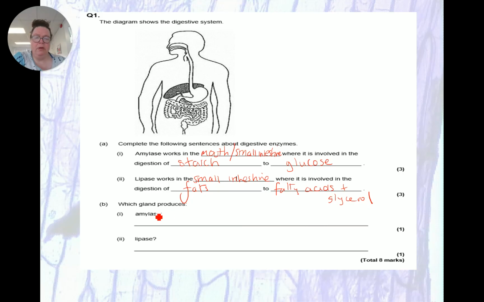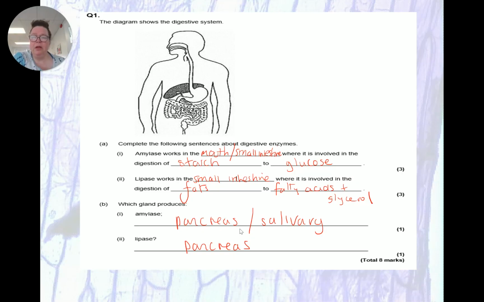Right, which gland produces amylase? So you could have either the pancreas or salivary glands. Because remember, it's produced in 2 places. And then which gland produces lipase? Pancreas. That pancreas is very, very busy. Not only does it produce enzymes for digestion, it also produces insulin and another, glucagon, for blood sugar. But at the moment, we're just focusing on digestion.